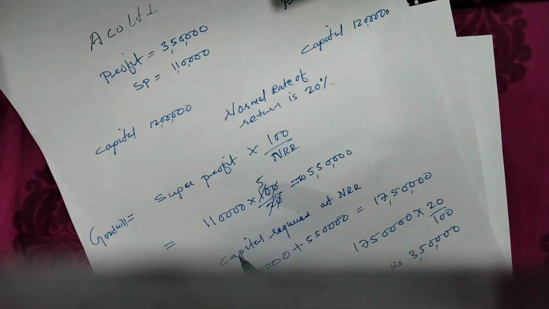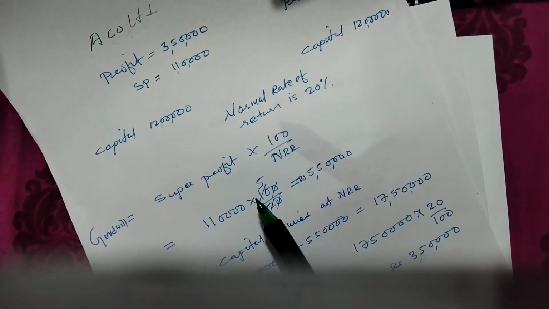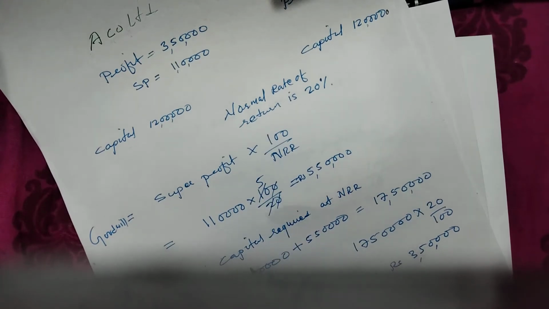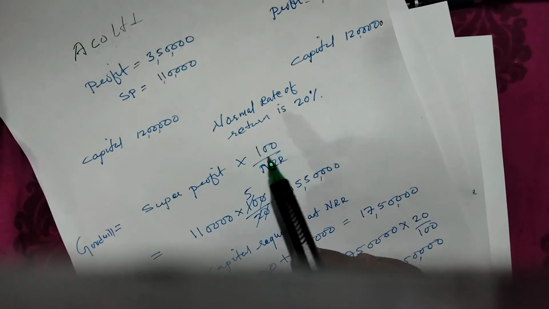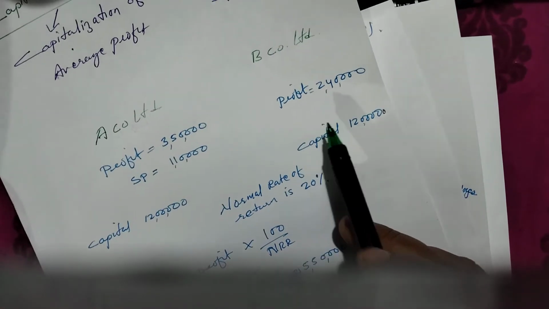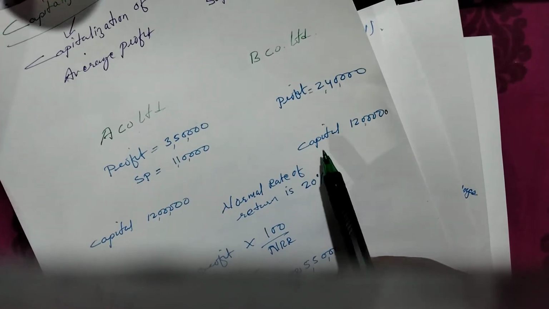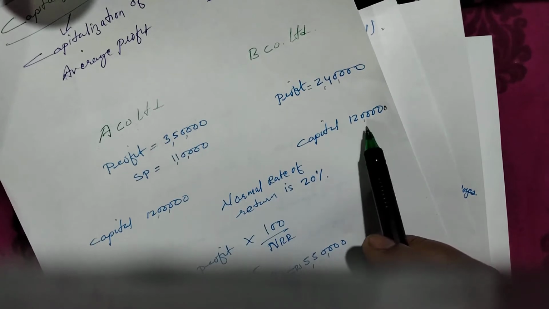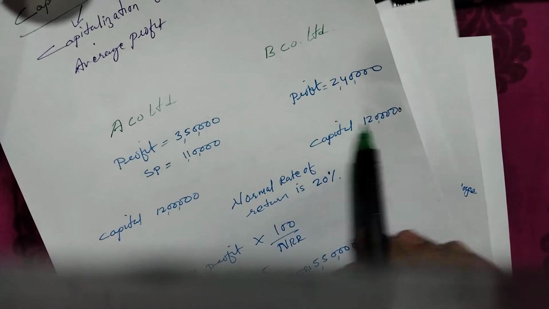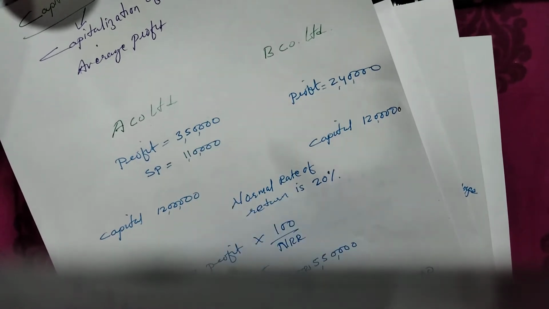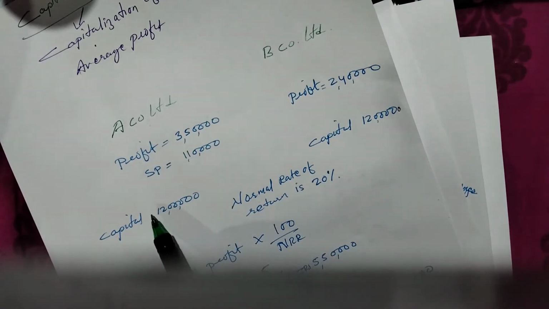So in this capitalized method of valuation of goodwill, what we try to find out is how much capital this new company has to employ so that it can bring a profit of 3,50,000 like this existing company.